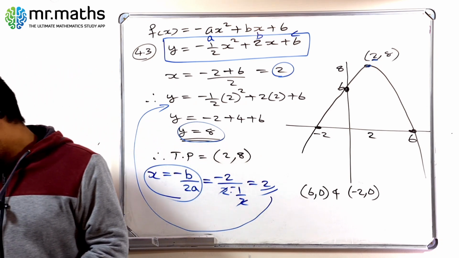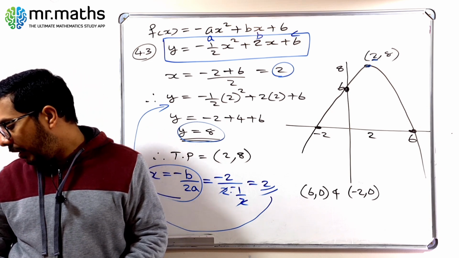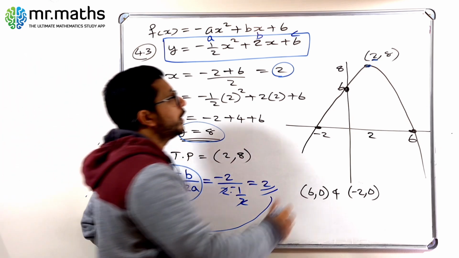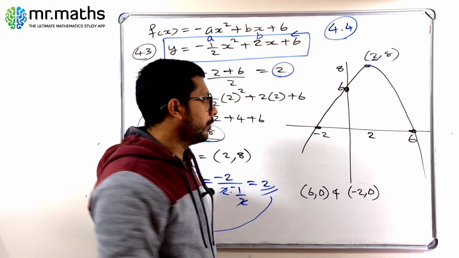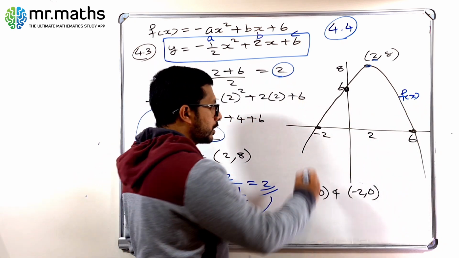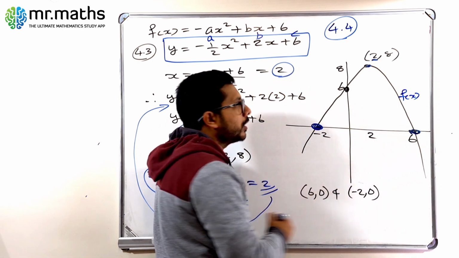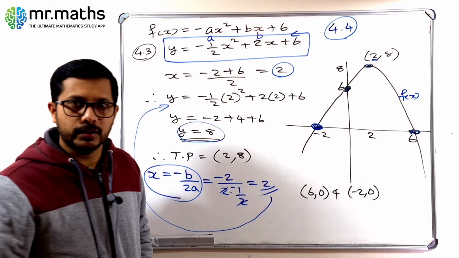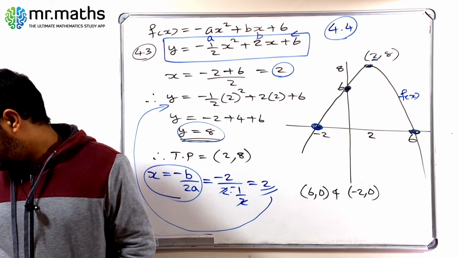Now what is question number 4.4? Sketch the graph of f, clearly indicating all intercepts with the axes and the turning point. Question number 4.4, we already did that one. What is that one? Sketch the graph of f of x. So this is the graph of f of x. Clearly show all the intercepts. Did we show all the intercepts? These are the x-intercepts. And this is the y-intercept. And this is the turning point. Okay, so we are done with question number 4.4. Question number 4.5.